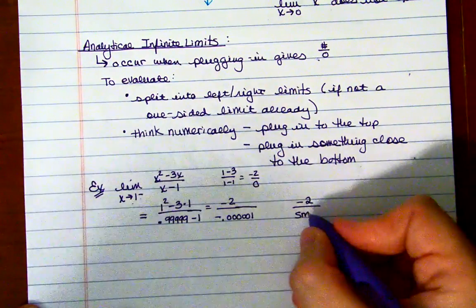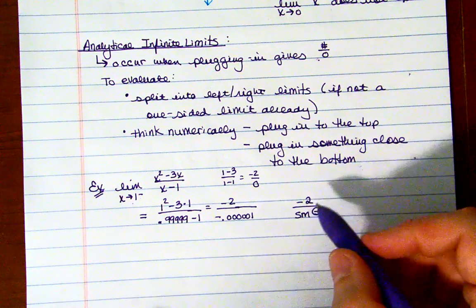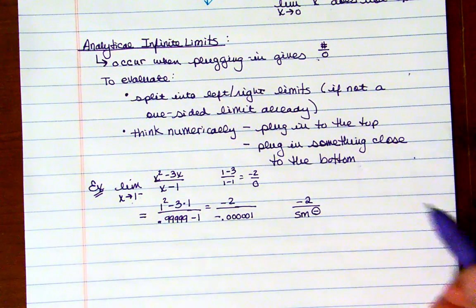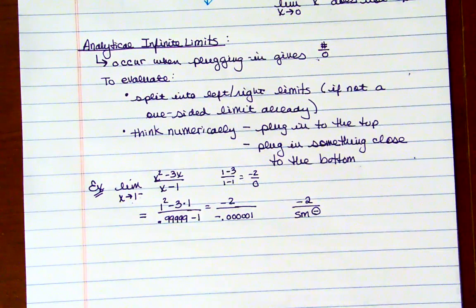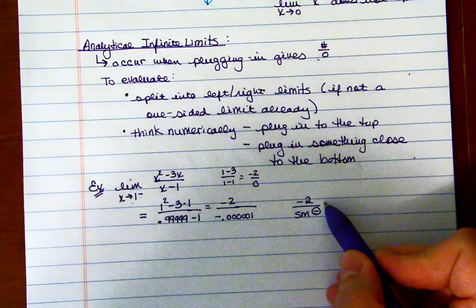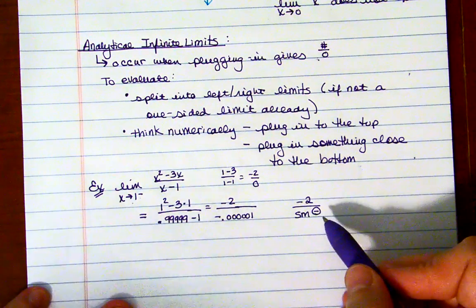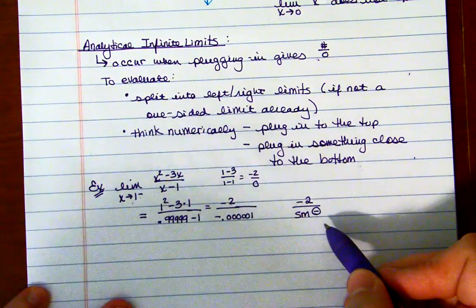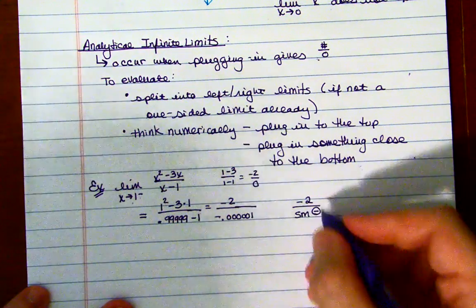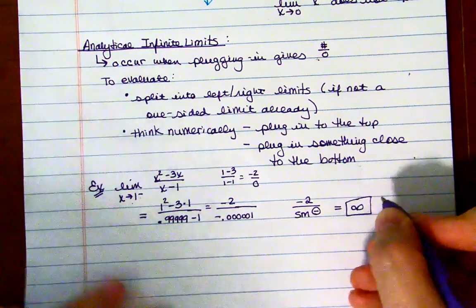If that happens, we're going to get negative 2 over a really small number. But a small, what sort of number? A small negative number. When you divide any regular number by a small number, the answers get very, very, very big. In this case, I want to do negative 2 over a small negative number. Well, is my answer going to be infinity or negative infinity? I'm just going to use my regular sign rules. What's a negative over a negative? It's a positive. Your answer, your limit, is going to be infinity.